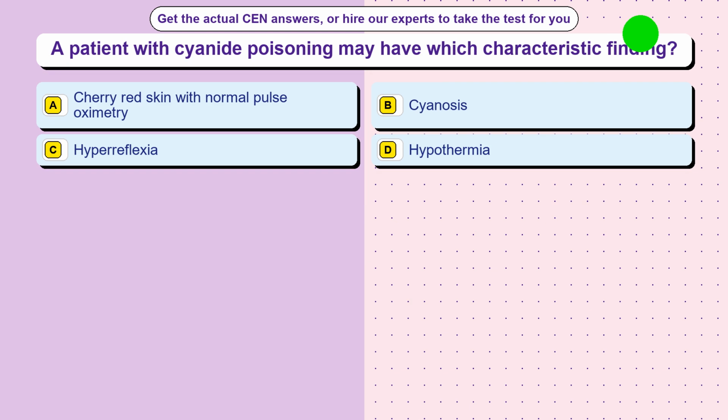Question 5. A patient with cyanide poisoning may have which characteristic finding? Option A, cherry red skin with normal pulse oximetry. Option B, cyanosis. Option C, hyperreflexia. Option D, hypothermia.